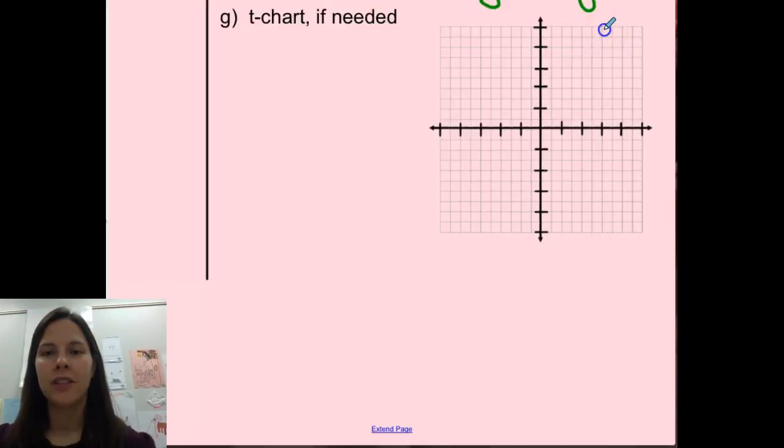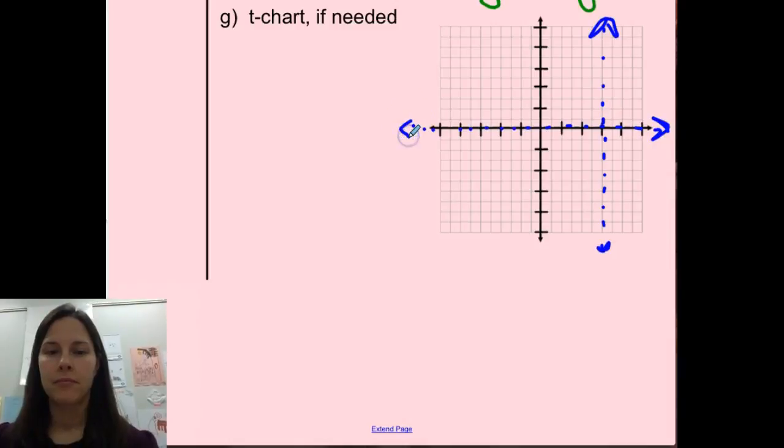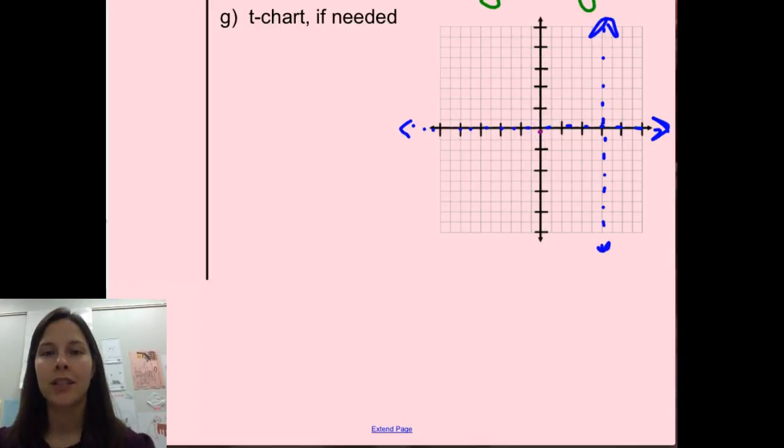Taking a look at the graph of this function, we had a vertical asymptote at x equals 6. We have a horizontal asymptote at y equals 0. And we had a y-intercept at (0, negative 1/6). We have no x-intercepts and no other information about this graph, so let's take a look at setting up a t-chart.